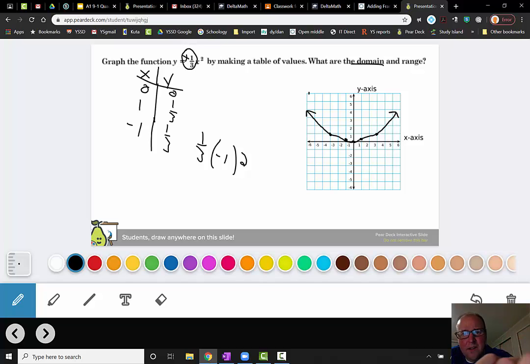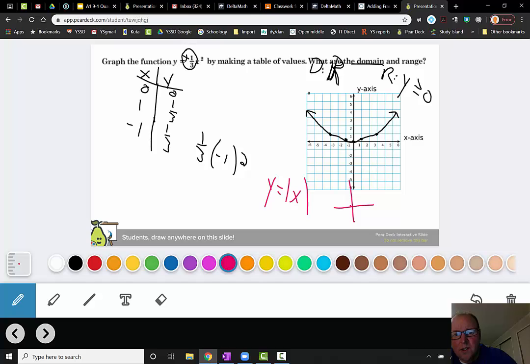Domain, we're going to get tired of this one. All reals. And the range, this time, y is opening up, so greater than or equal to 0. So this is that add-on. And what you'll start to get used to is this is a lot like when we dealt with the absolute value.